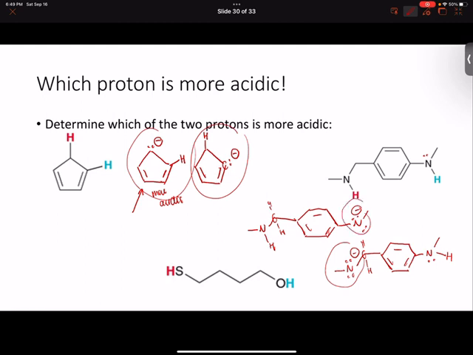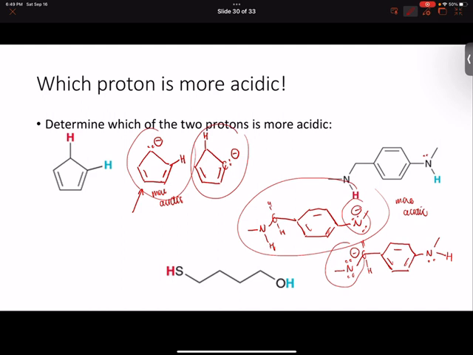Well, this nitrogen, it is going to participate in resonance. And resonance is one of our factors to knowing which is more acidic. So since this one can actually participate in resonance, this one's going to be more acidic than the other one that can't participate in resonance.